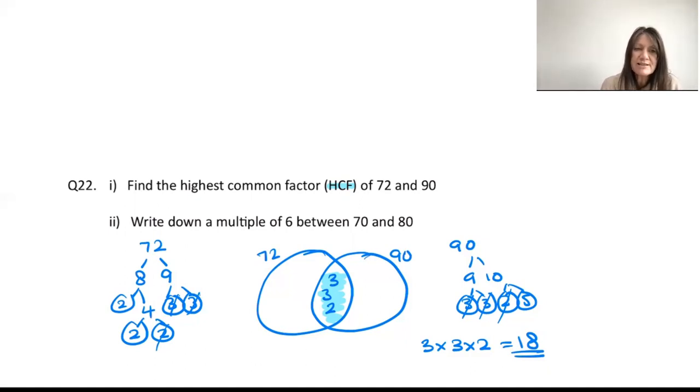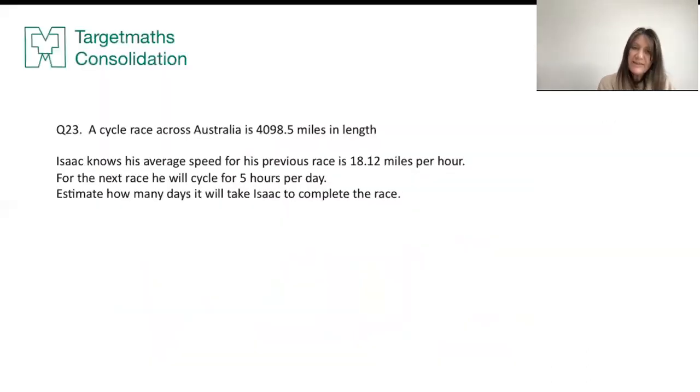The next question was write down a multiple of 6 between 70 and 80. Okay, so we're really just thinking about our times tables here. 72 is in the 6 times table, and then obviously I could add another 6 to that. 78 is as well. So either of those 2 answers would have been correct for that question. All right, there's your next one. Read it through carefully and press play when you're ready.